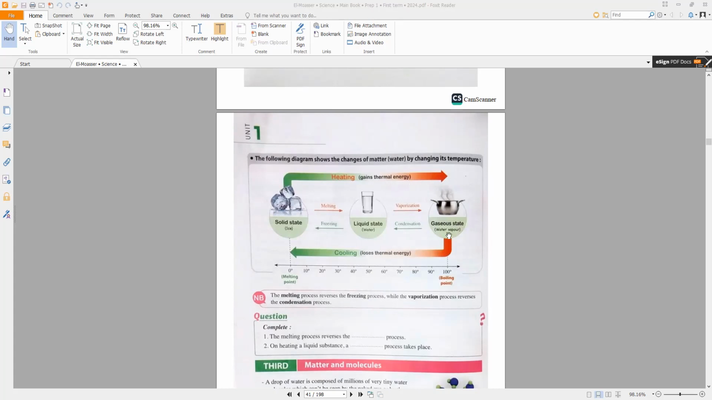But by cooling, gaseous state changes into liquid state. It is called the condensation process, and the liquid state changes to solid state by cooling. It is called the freezing process. Cooling means losing thermal energy. So by cooling, there are two processes: condensation process and the freezing process. This is by the states. An example for solid state is ice, liquid state is water, gaseous state is water vapor.